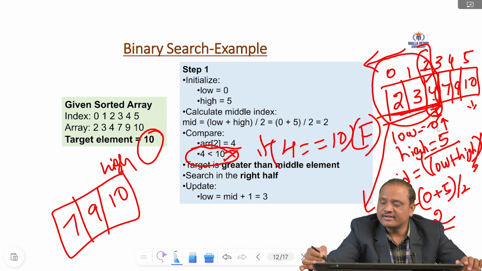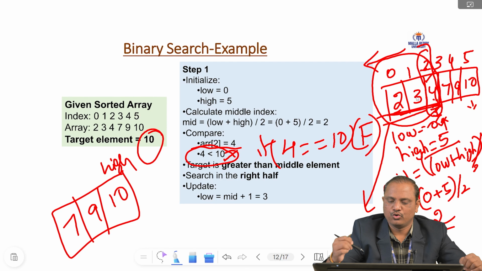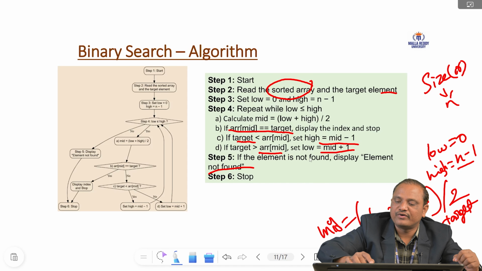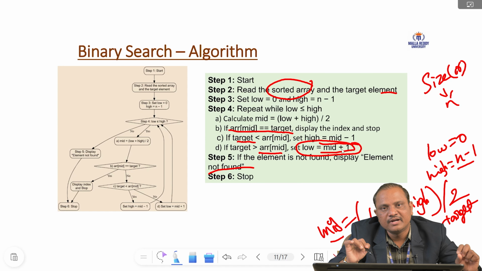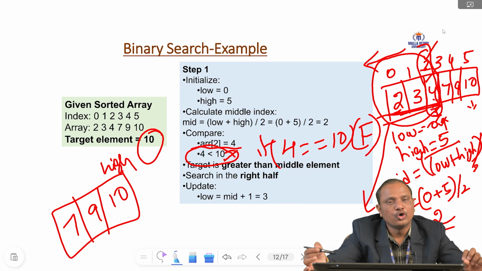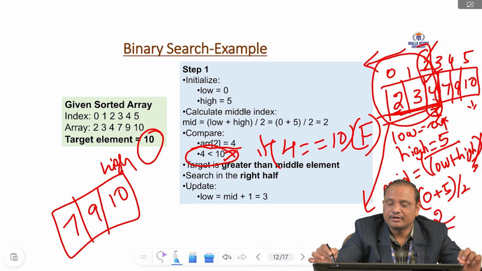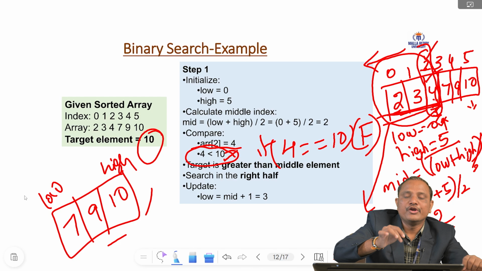Coming to low, the previous low value is at index 0. But now we are removing this part of the array from the searching, so we have to change the low value. How to change the low value? The condition for changing the low value is to set low equal to mid plus 1. What is our mid value? 2. Now low will be mid plus 1, that is 2 plus 1, which is 3. That means this will be our low value. Now this is our new array.